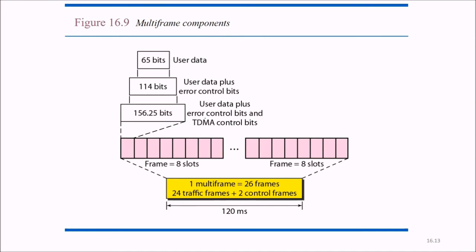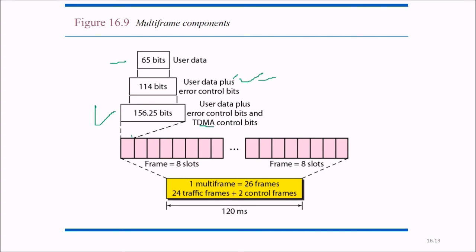This is the multi-frame component. If this is the user data, say 65 bits, then you have 65 plus some other bits as error control bits along with the user data. Then user data plus error bits plus the TDMA control bits also, so that makes around 156.25 bits.